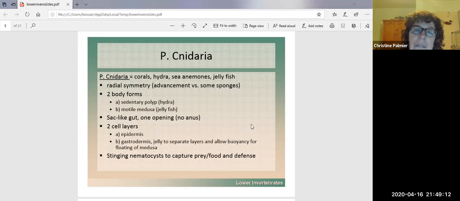Okay, in that radial symmetry actually allows them to move if they want for food, but not all of them do. They have two body forms, an immobile polyp or sedentary polyp. Examples are hydra, or they can move like jellyfish do. Hope you can look at some virtual labs online. I think Aquarium of the Pacific has their exhibits online now.